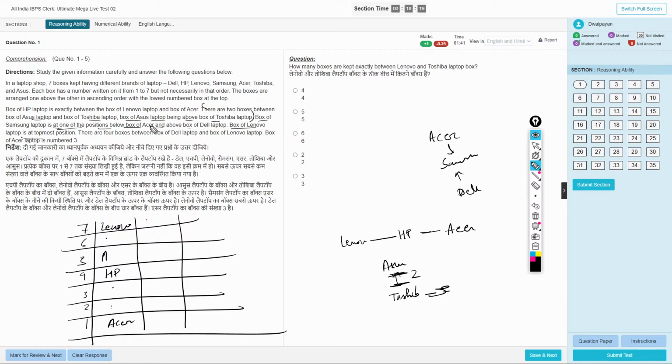Below Acer, just a second. Some boxes put below this box of Acer. Okay, so this is definitely incorrect. Then we will go with Lenovo. Here HP, here Acer. Then we got Asus and Toshiba. But below Acer, Samsung and Dell. Acer is positioned at 3.